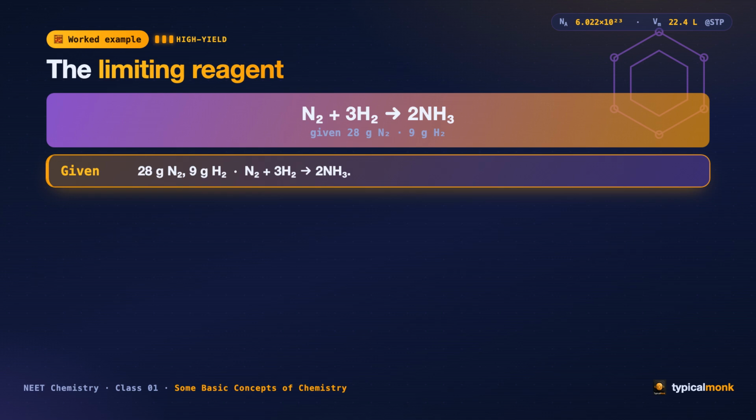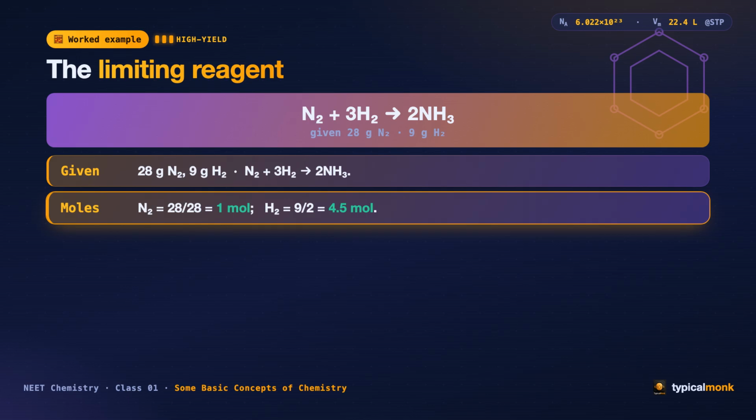Never skip this step. Half of Lisa's early mistakes disappeared the day she started writing the given data before touching the calculation. Step 2. Cross the bridge. Convert both masses to moles. Nitrogen, 28 grams divided by a molar mass of 28, 1 mole. Hydrogen, 9 grams divided by 2, 4.5 moles.